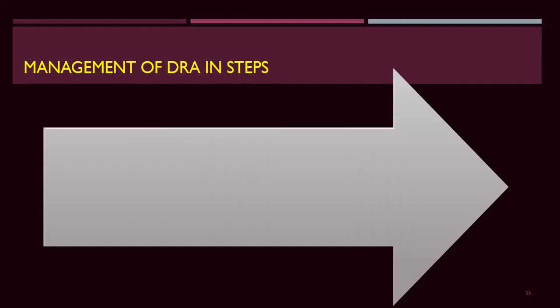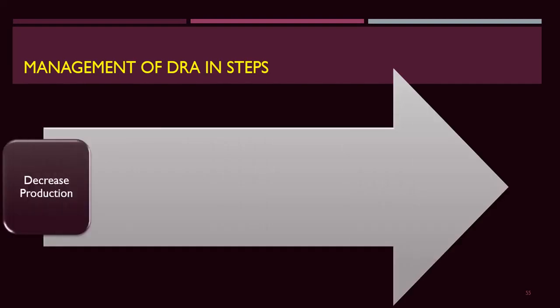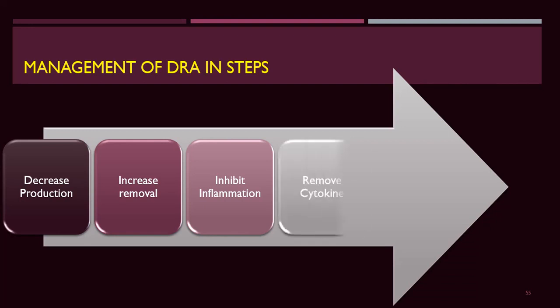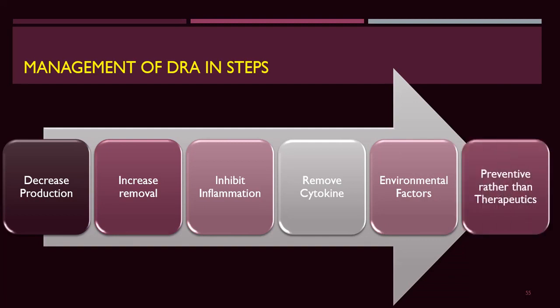Management of dialysis-related amyloidosis: decrease production by decreasing the inflammation during dialysis sessions, increase removal by using high flux membranes or hemodiafiltration, treat the patient's inflammatory conditions like infections and others, remove the cytokines by hemodiafiltration, and improve the environmental factors. So prevention rather than therapy is the main approach.